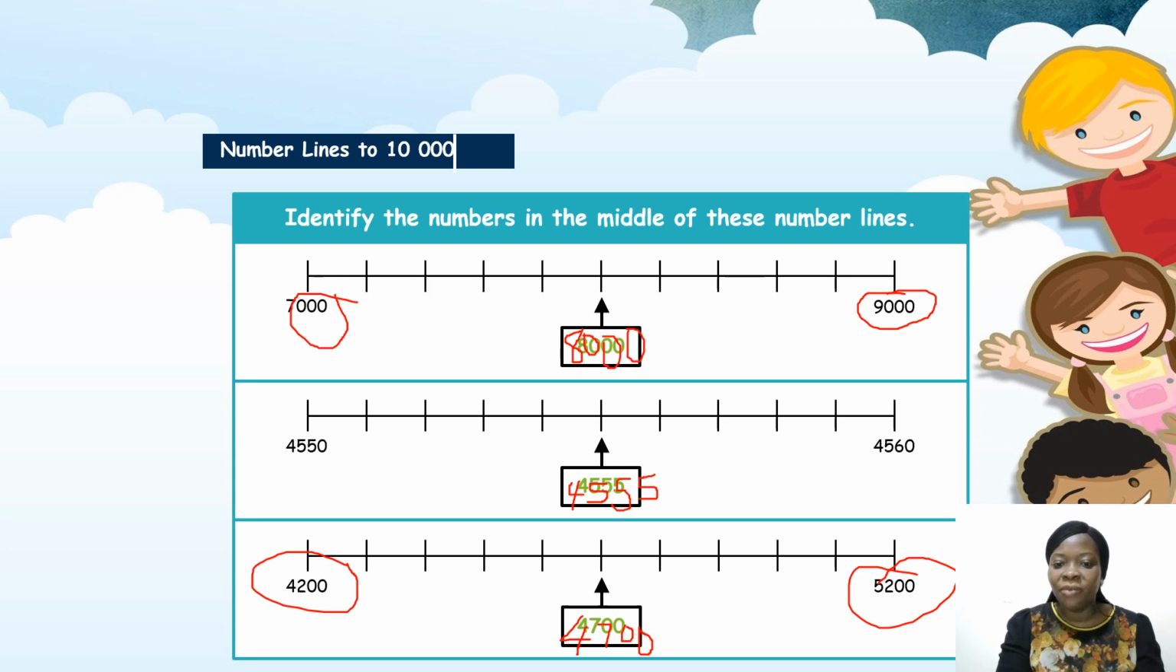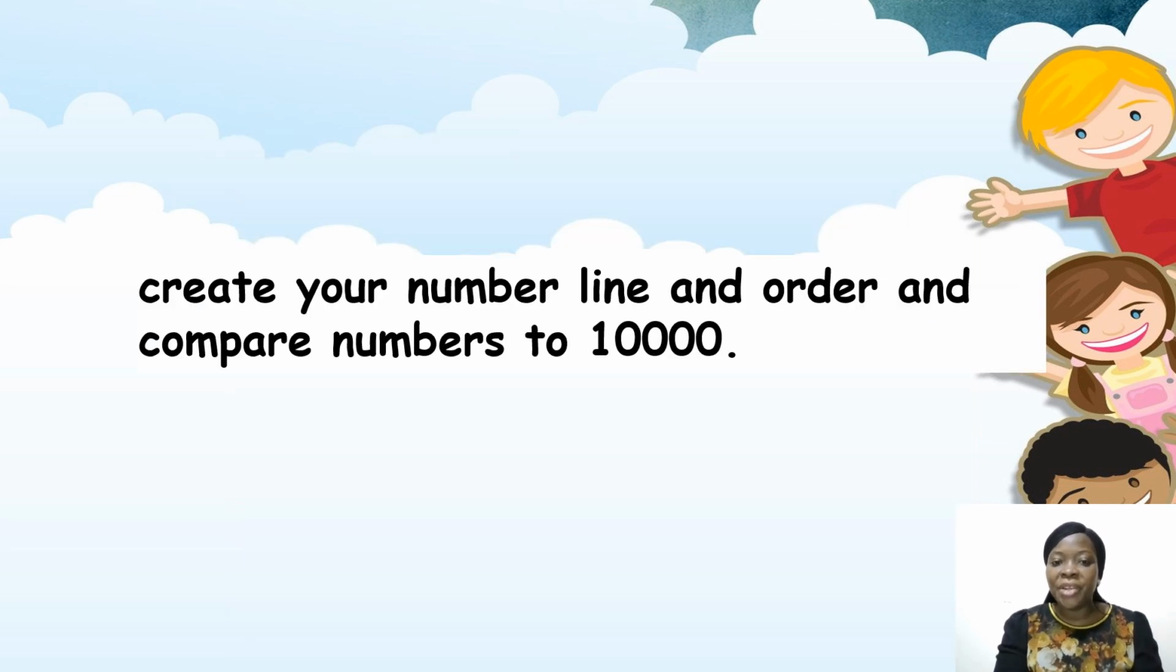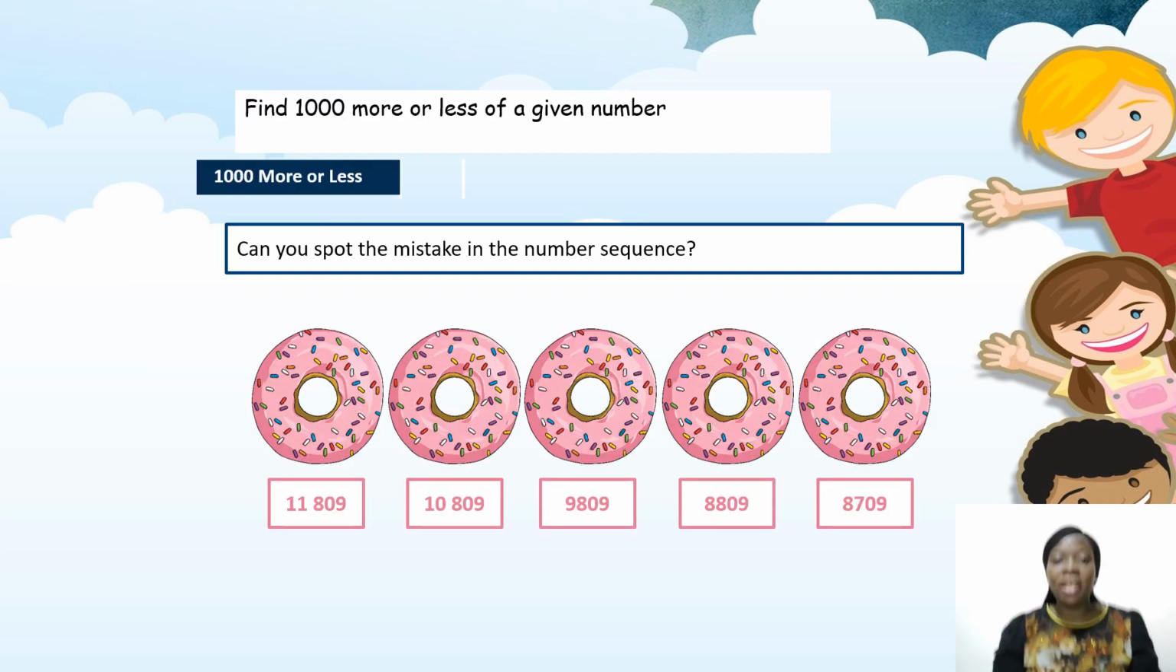Okay, let's move on. Now create your own number line and order and compare numbers to 10,000. So your endpoint is up to 10,000. The start could be any number of your choice. So go ahead and do this. Remember, practice, practice, practice. Now let's take a good look at finding 1,000 more or less of a given number.